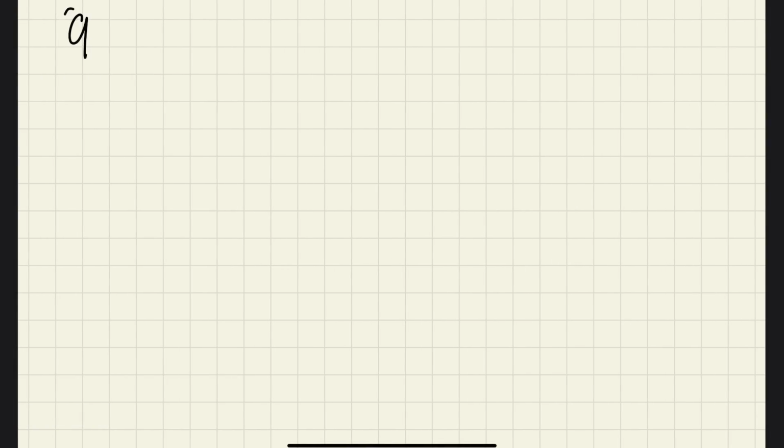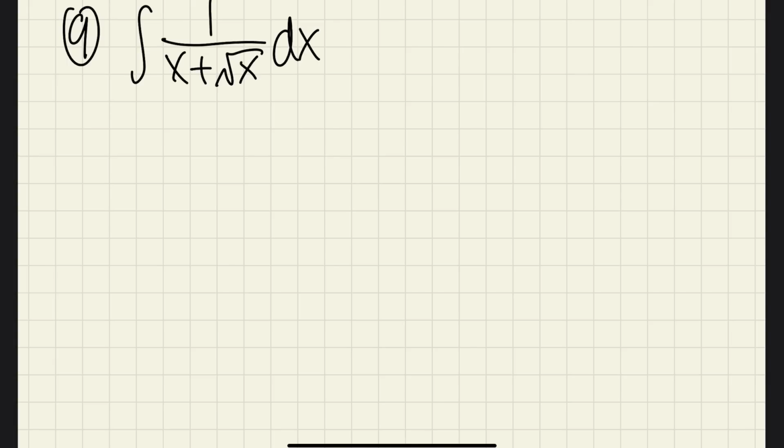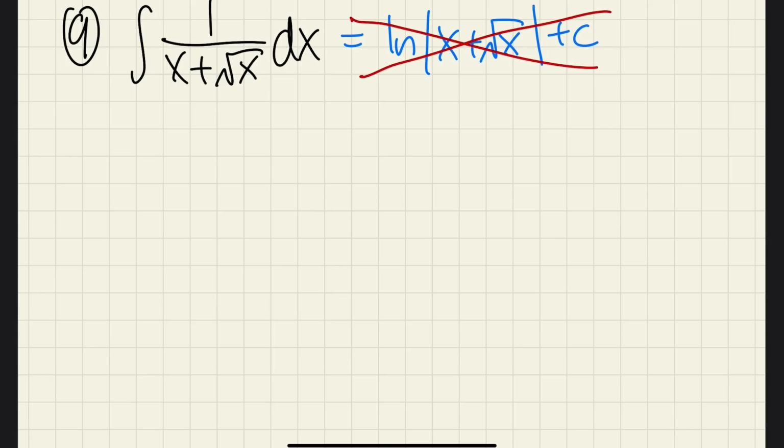Number 9. Here we have the integral of 1 over x plus square root of x. Now, please do not get too excited and just say this is equal to ln of absolute value x plus the square root of x. Maybe you remember the plus c, but no, this is incorrect. You only get ln if the bottom is a linear function ax plus b. Here we have a square root function, so it's not the ln case. Well, how do we do this though?